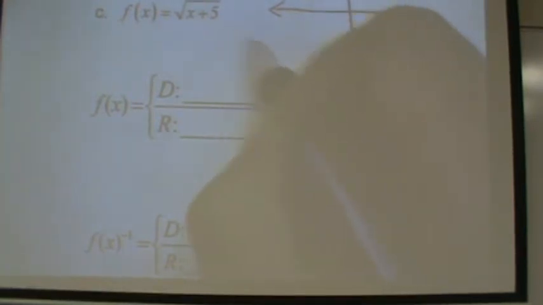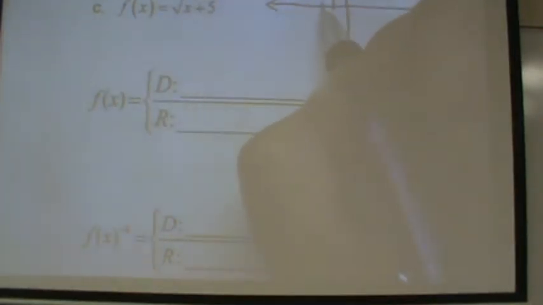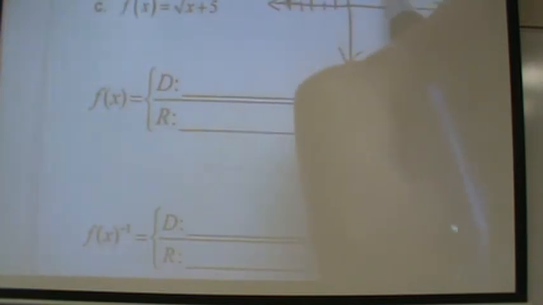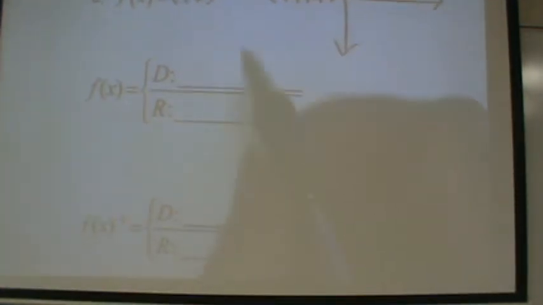This is a rocket. Where does this rocket start? 5 units to the left. Good job. 5 units to the left: 2, 3, 4, 5. It's going to start here and it's a rocket. Just try to remember that. It's a rocket, 5 units left. What's the domain and the range of this rocket?